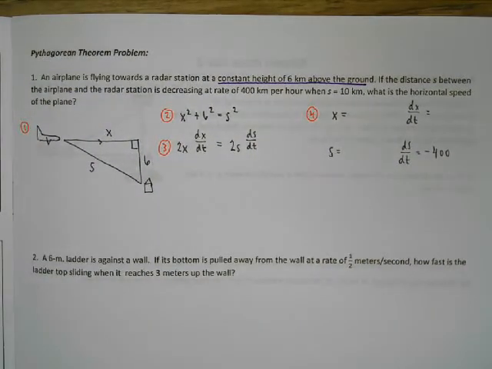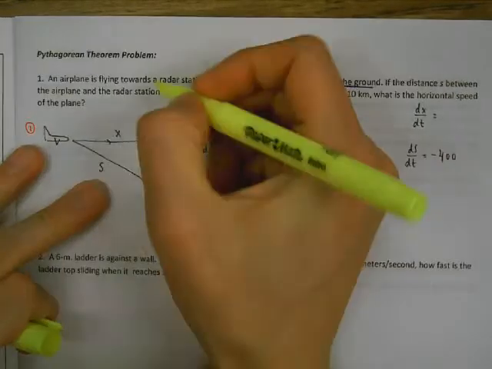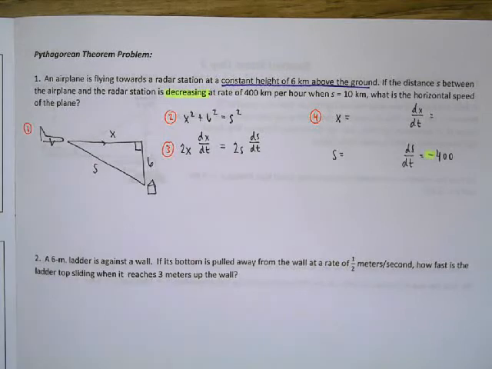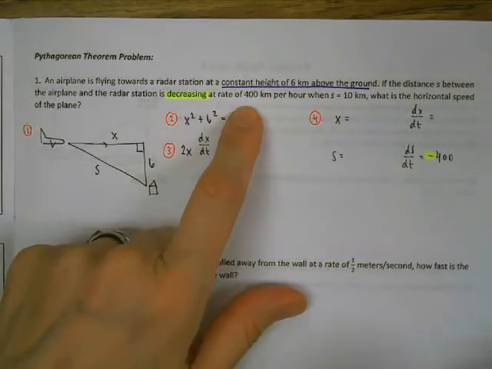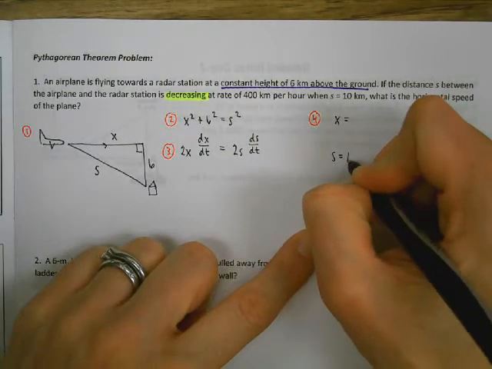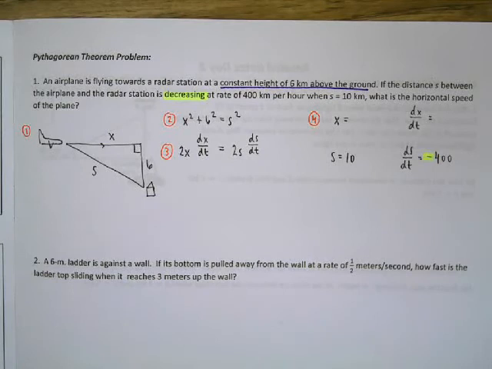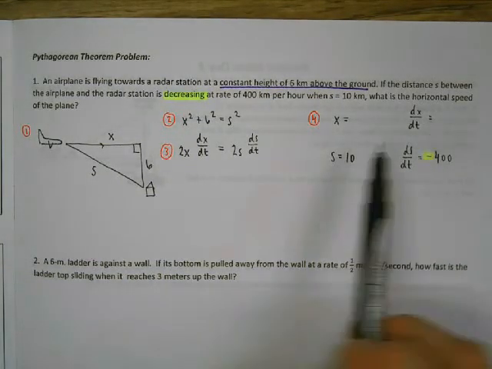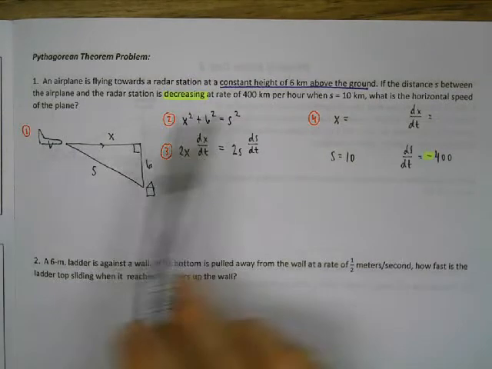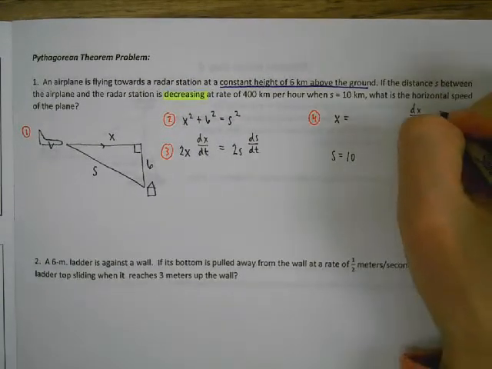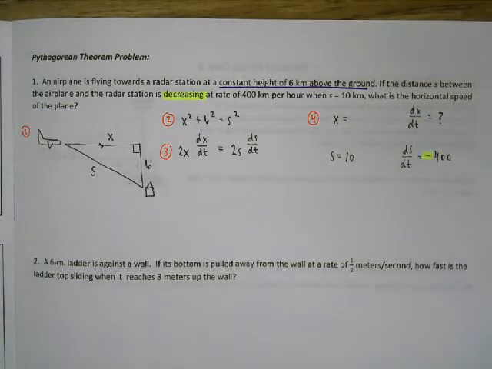And since that is decreasing, we have to make sure that we have that as a negative rate of change. So I'm going to grab a highlighter right here. Since that rate is decreasing, we have a negative rate of change. So it's decreasing at a rate of 400 kilometers per hour when s equals 10 kilometers. Then it wants to know what is the horizontal speed of the plane. So ultimately what we're trying to find is dx/dt.